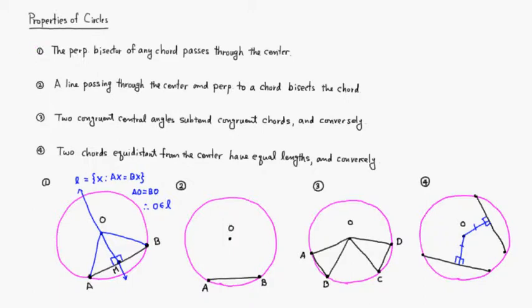And number two: a line passing through the center and perpendicular to the chord bisects the chord. So let's do that. We're drawing a line through the center perpendicular to the chord. So we know that it's already perpendicular.